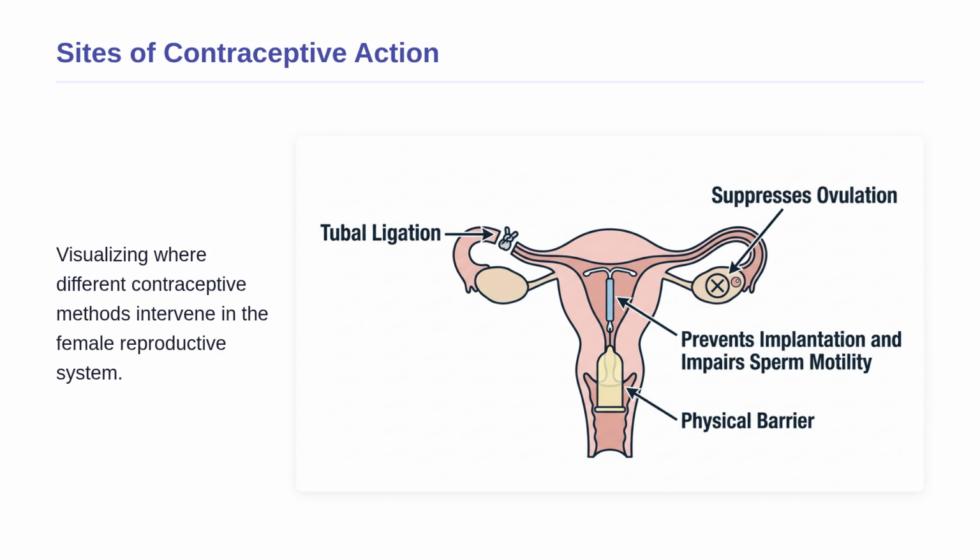On the right, an ovary is marked to show where hormonal methods suppress ovulation. In the center, a T-shaped IUD sits inside the uterus, where it prevents implantation and impairs sperm motility. Finally, at the bottom, a physical barrier is shown blocking the cervix, preventing sperm entry. This visual perfectly summarizes how different methods target specific reproductive stages.